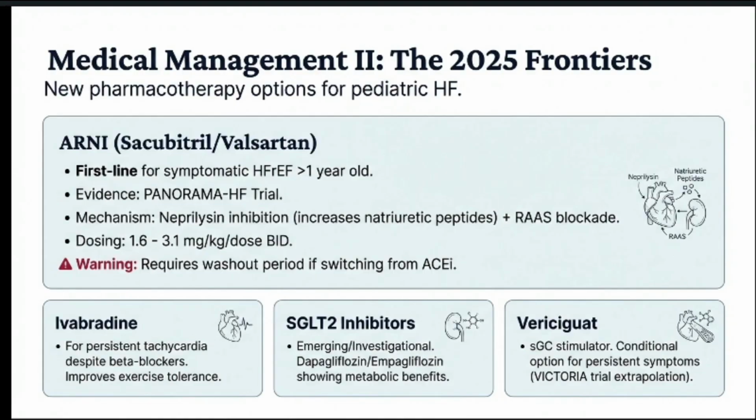But if you are using ACE inhibitors, you need a washout period before you switch over to these medications. And then we have certain other adjunct medications like ivabradine, which increases the exercise tolerance. We have the SGLT2 inhibitors, which have a very high role in adult heart failure. These are anti-diabetic medications, but they have mortality reduction benefits. They also improve the heart myocyte function.